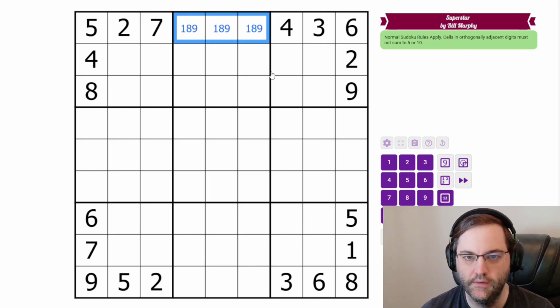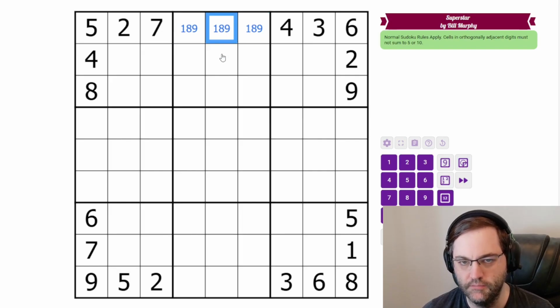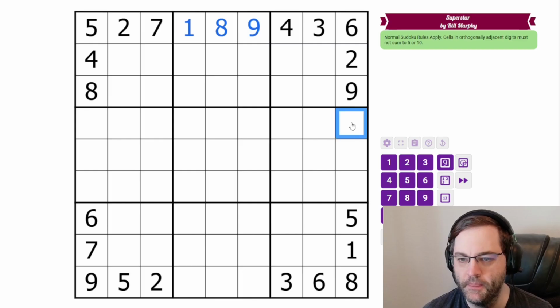One thing that is very common in these sort of forbidden pairs puzzles, I've heard them called, where you have pairs of digits that can't go next to each other, is if you have a triple and two of the digits in that triple can't go next to each other, then the third digit must go in the middle. So here, 1 and 9 can't go next to each other, so this must be an 8. And 4 and 1 can't go next to each other, so this must be 9 and 1.